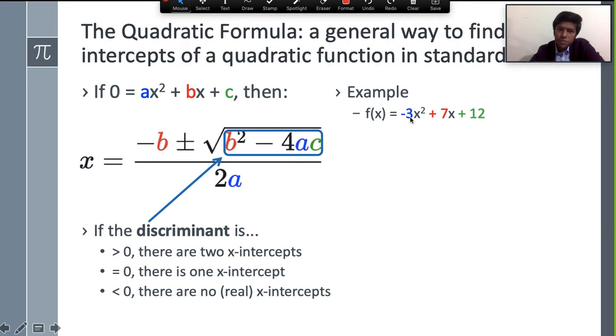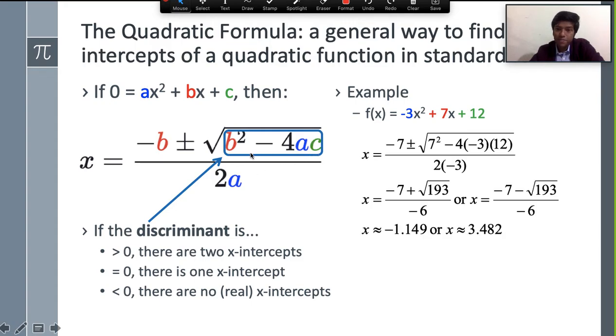So here a is -3, b is 7, and c is 12. See the color coding: -3, 7 and 12. What are the x-intercepts? You will notice that you cannot actually factor it to make +7. You can try, but you will not succeed. There are many cases of this kind, and in all those cases this formula helps us. So we use the formula x equals this, with a equal to -3, b equal to 7, and c equal to 12. We put them in the formula, then we get two answers. These two are the x-intercepts for this function.